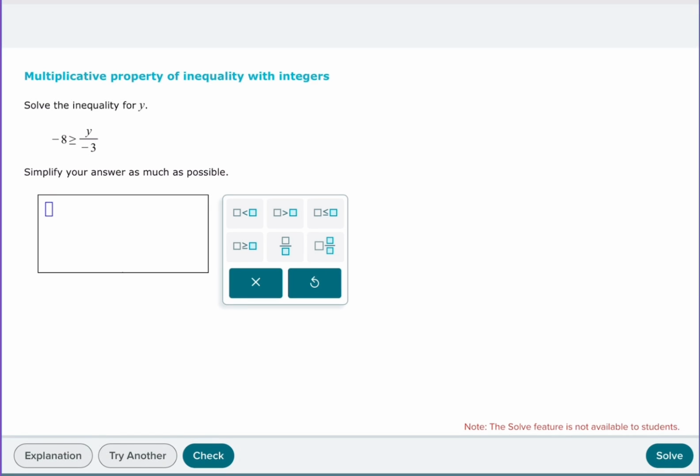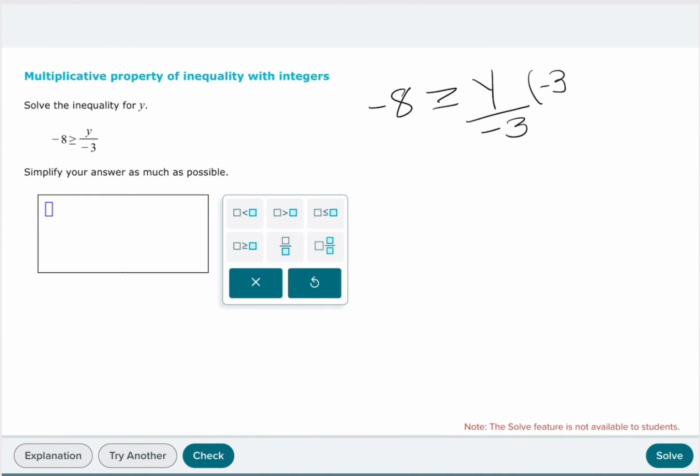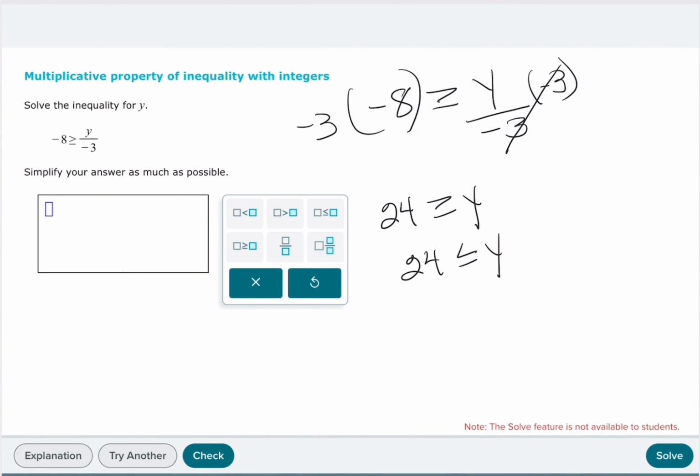So this time we have negative 8 is greater than or equal to y divided by negative 3. So this time we just multiply both sides by negative 3. That cancels out. So 24 is greater than or equal to y. And because we multiplied by a negative, it flips the symbol. So that is the only thing you got to be careful about.